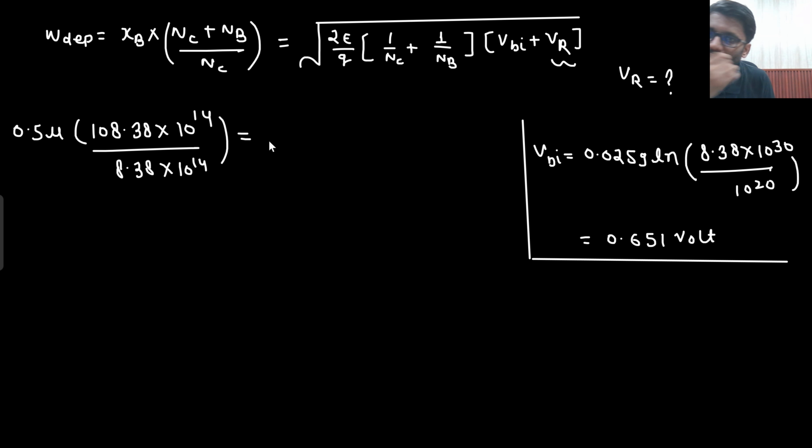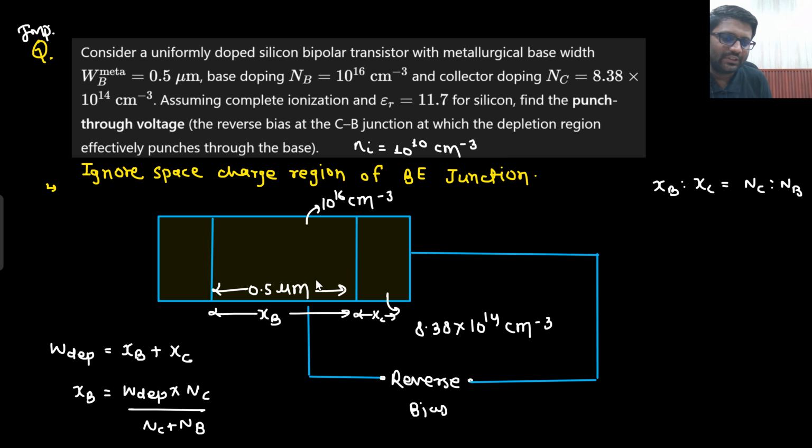Okay, and then under root 2. I hope you are not getting confused with this diagram. You might see that XB is greater than XC. No, you know that surely XC would be greater than XB. There is no doubt about it. It is just the diagram, right? XC would surely be greater than XB, because here doping is less. Less doping means more depletion width. So no doubt about it that XC would be greater than XB.